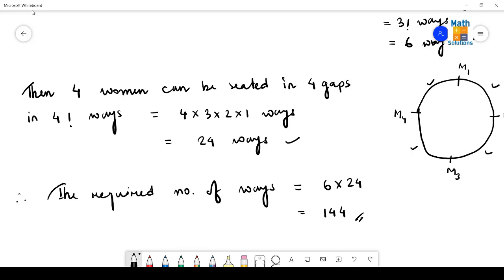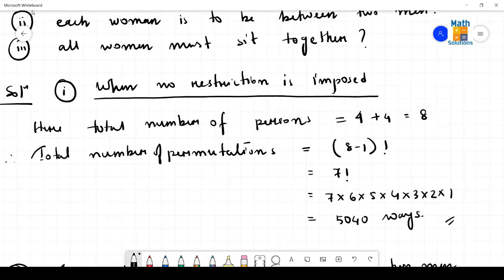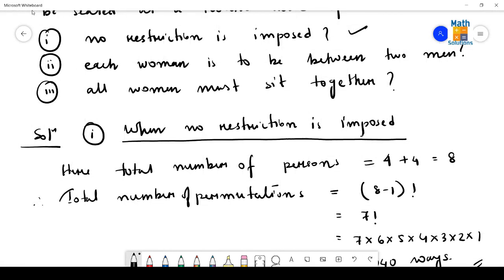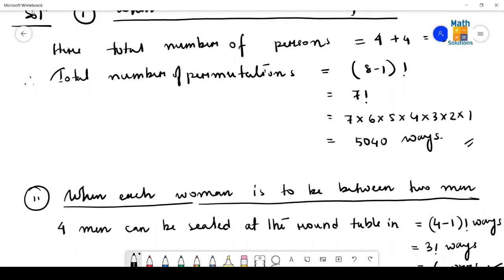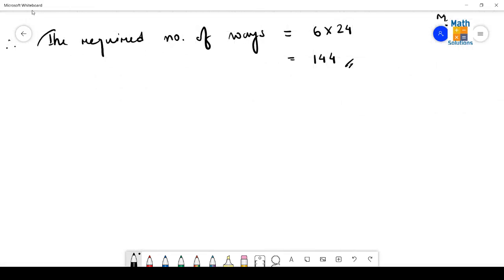Again, coming to the third part, in the third question we get what? All women must sit together. So all the women should be seated together. So of course we are going to consider here all the 4 women as a single person. So the third part is when all women sit together.